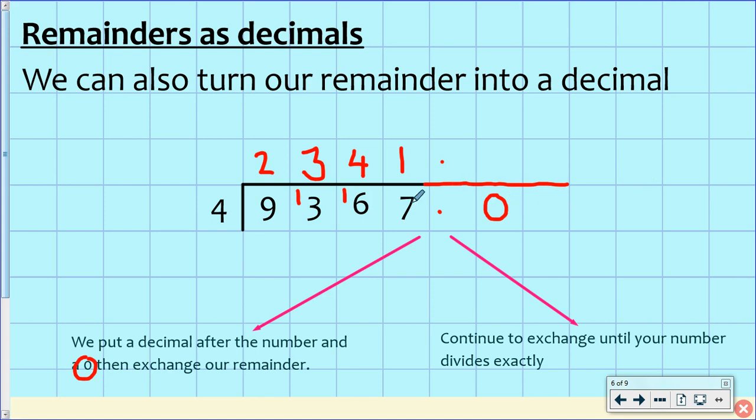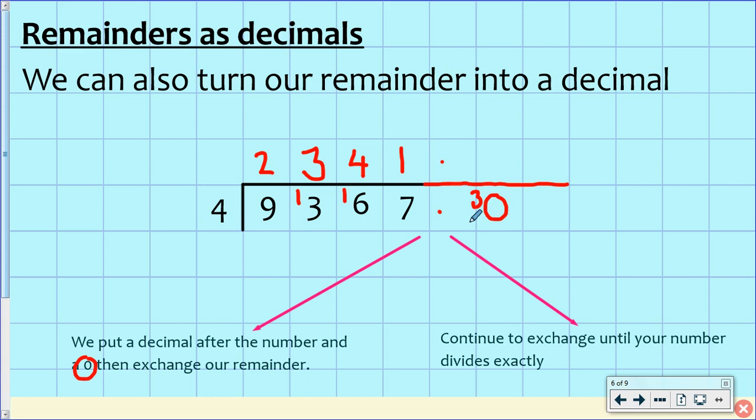So I've put in my decimal points, and now I've put a 0 on the other side of my decimal point with my dividend number. So what did I say? I got 1 group of 4 out of 7 with 3 left over. So just as we were before, I'm now going to exchange those 3 ones into 30 tenths. Okay, so now I have 30 divided by 4, 30 tenths.